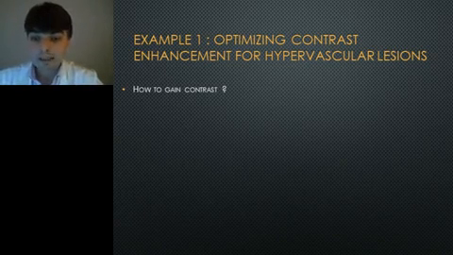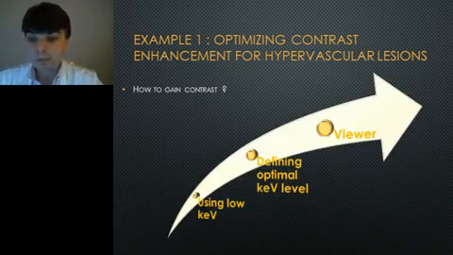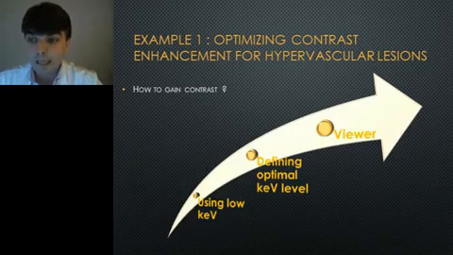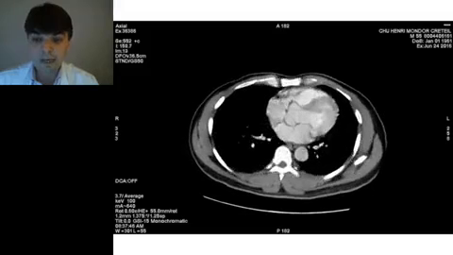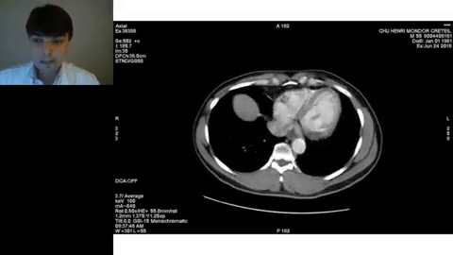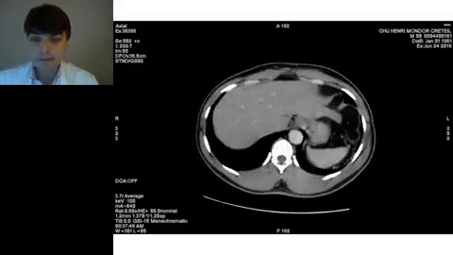So, using low kV level, defining optimal kV level, and showing that on a viewer, that's the way it's going to work now. And here's an example of that patient looking for HCC, and I will show you successively different energy level reconstructions obtained from the same acquisition. Again, it's not a different acquisition, it's the same acquisition reconstructed at different energy levels. So here's the 100 kV level. And here's the movie. I hope it shows. And there it will stop. Now this is a 100 kV level.